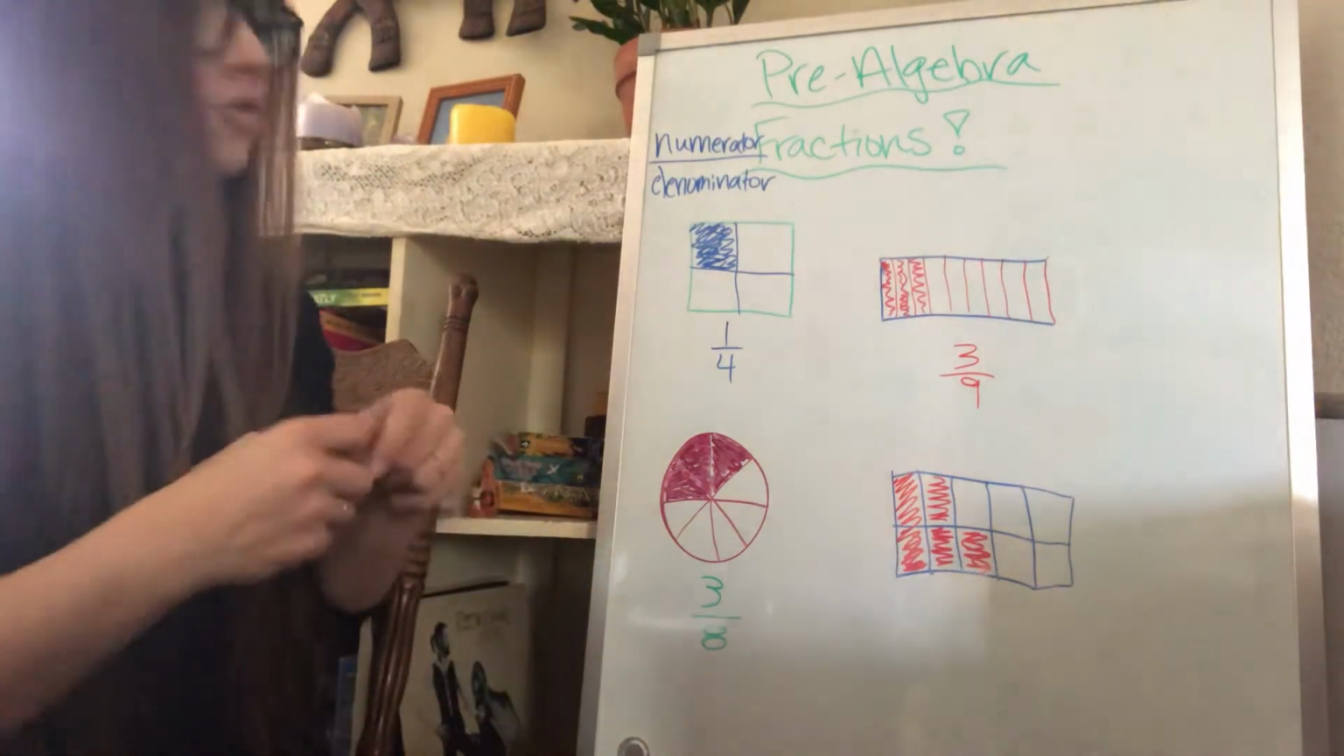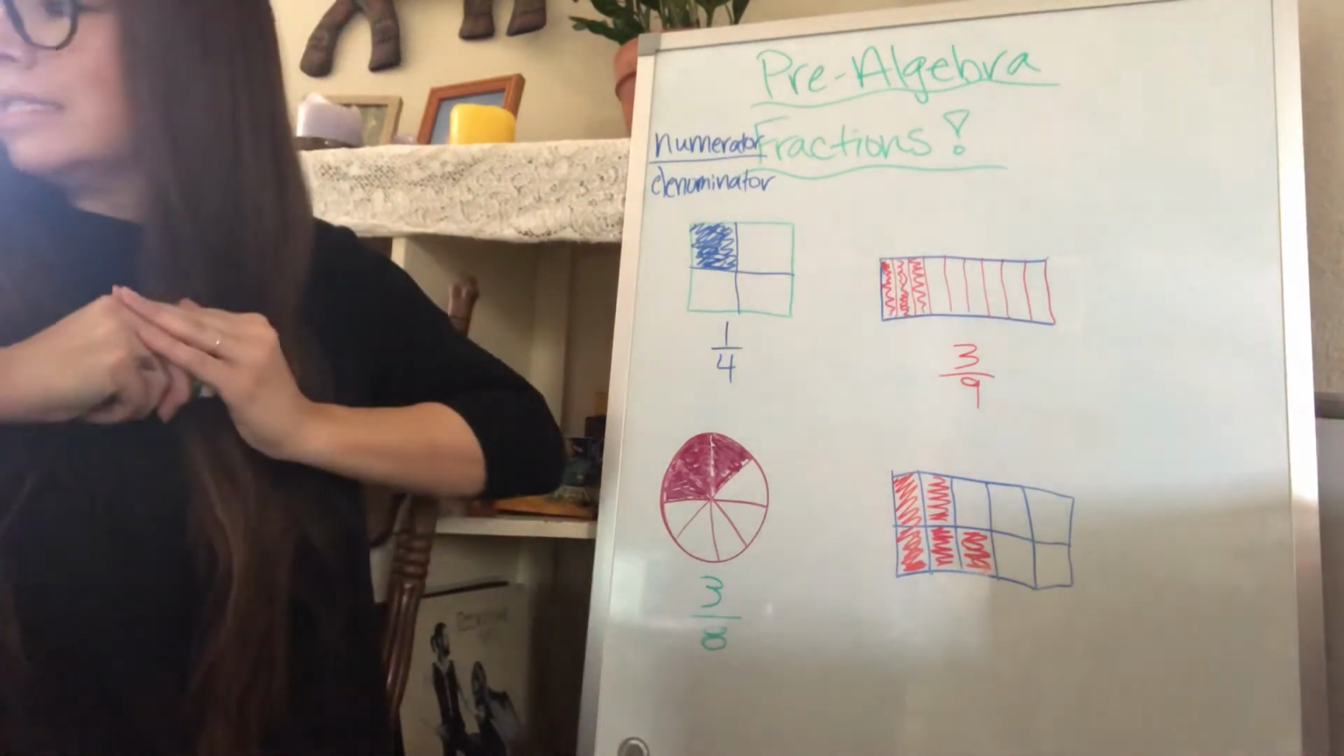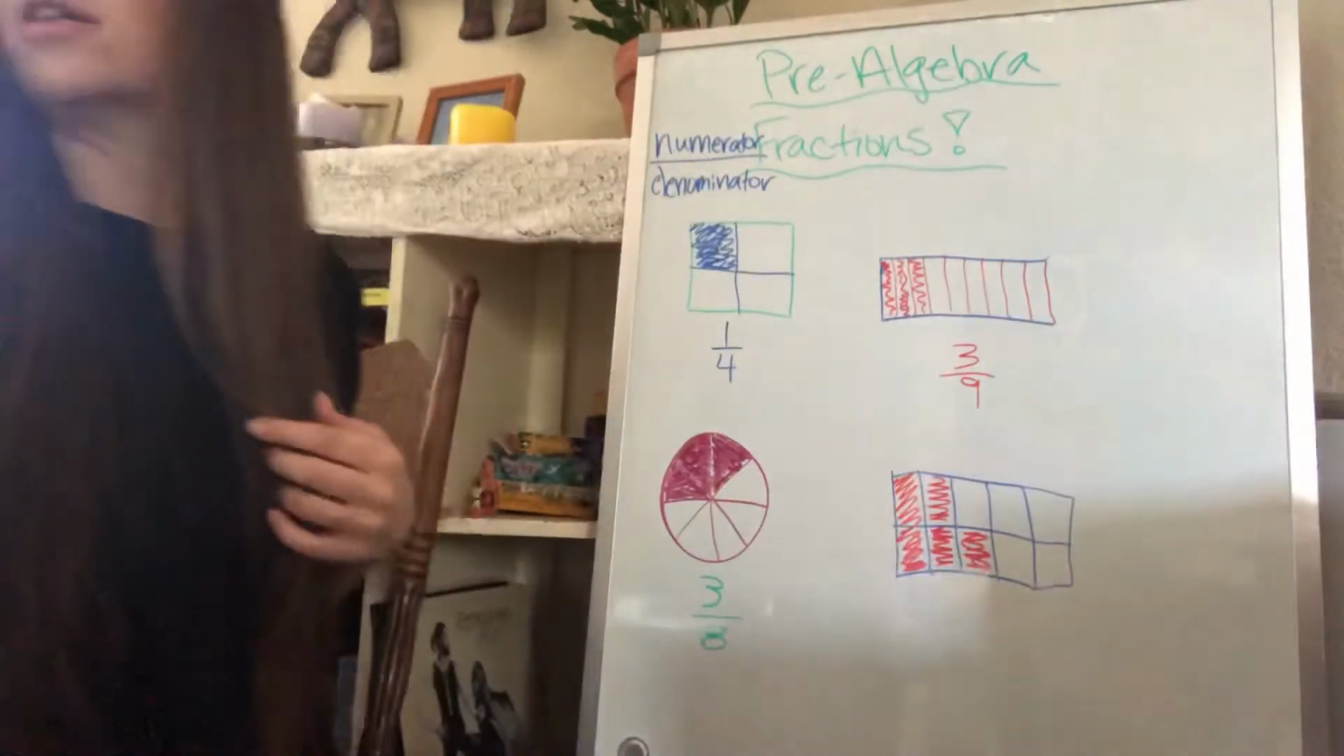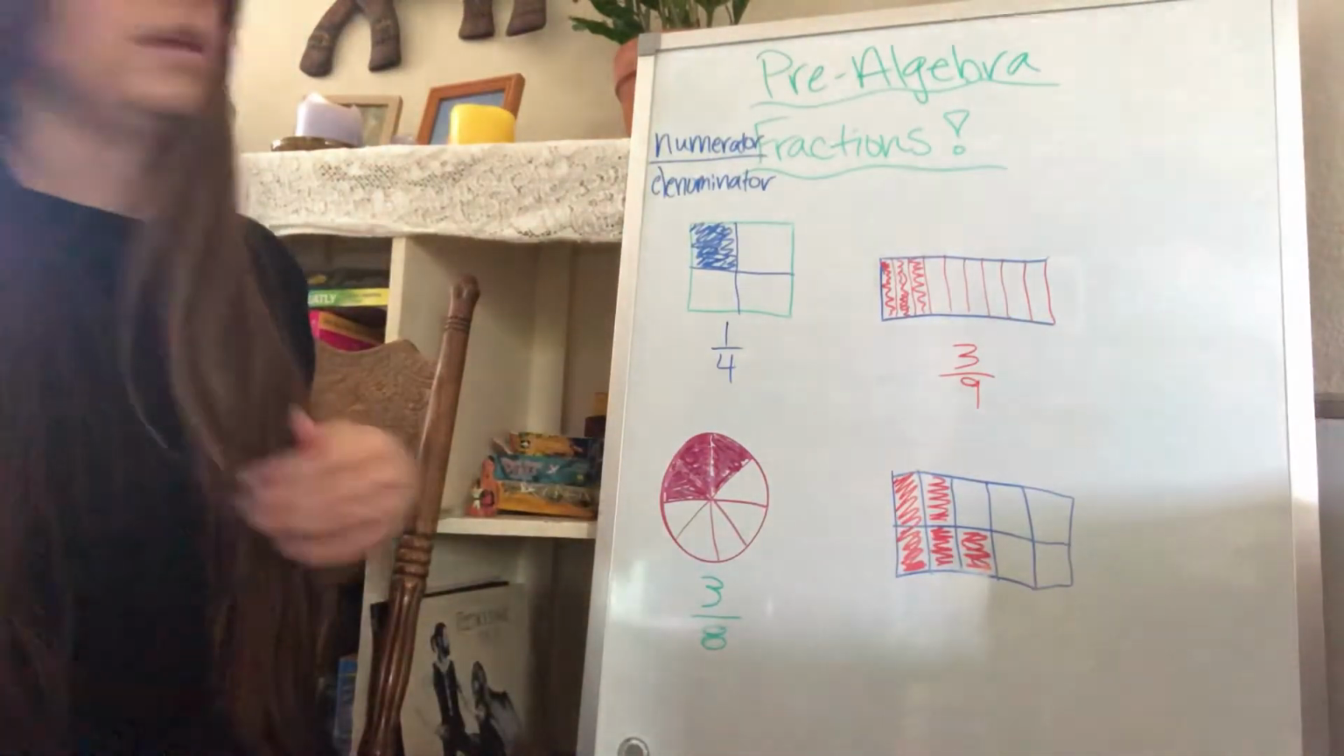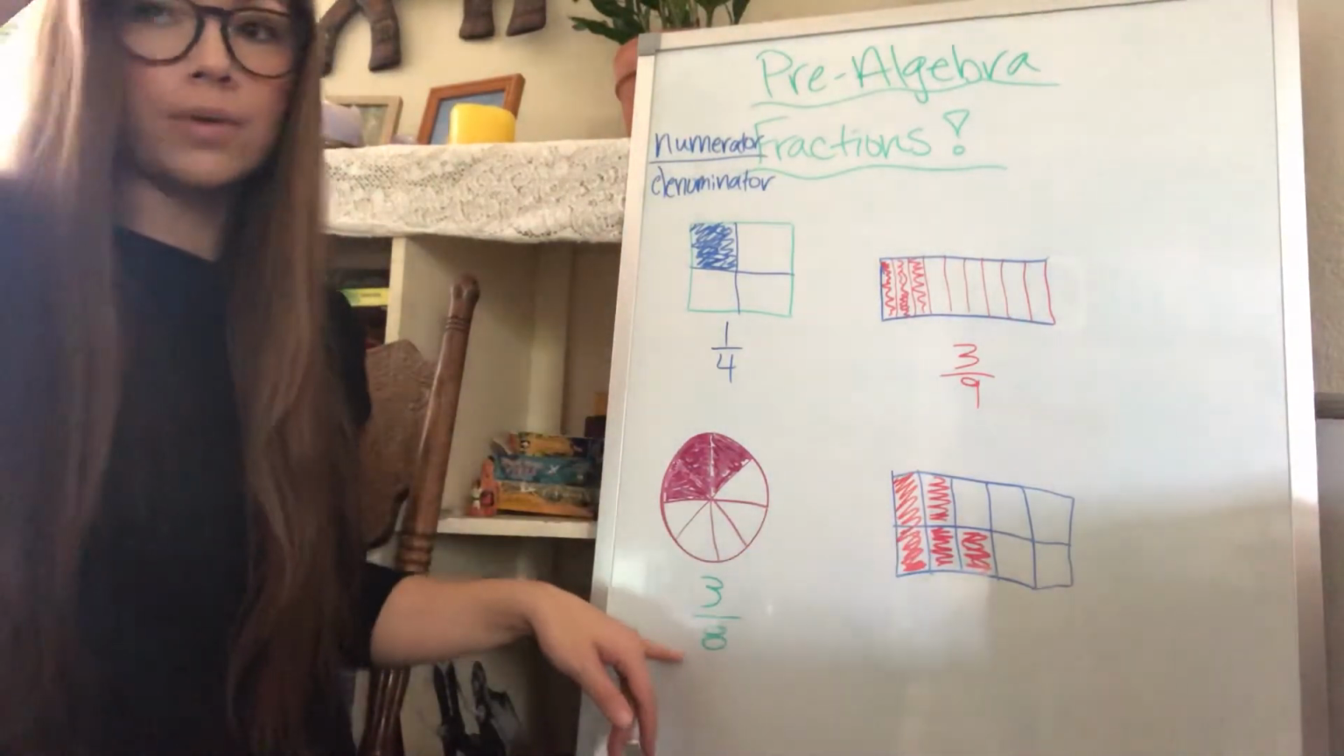I feel like the green is a hard one to see, maybe not the black one. There it is. Okay, so hopefully you wrote down 3/8 for that one.